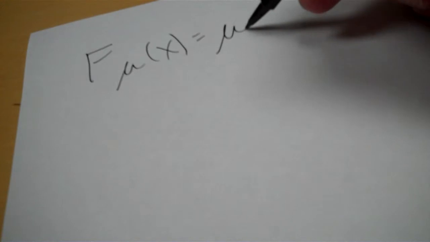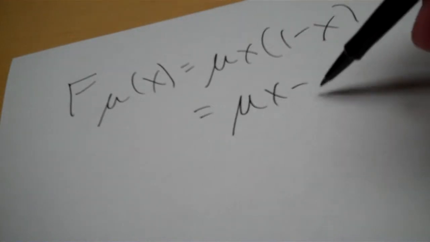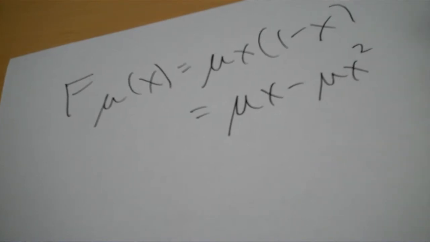What I'd like to do is review a little bit from section 4 in the text and look at the family of functions mu times x times 1 minus x, and then investigate what some of those properties are. So it may be helpful to write it as mu x minus mu x squared.